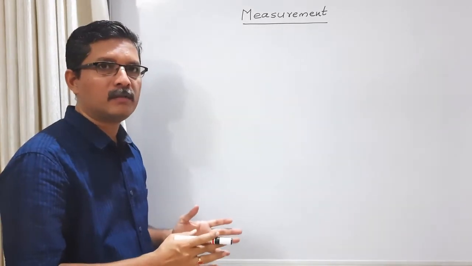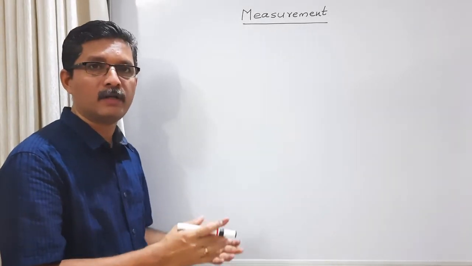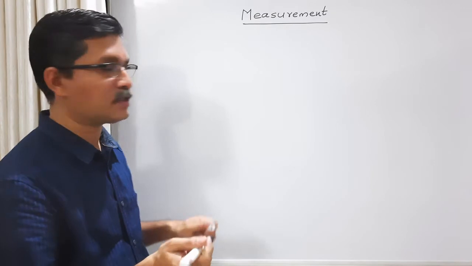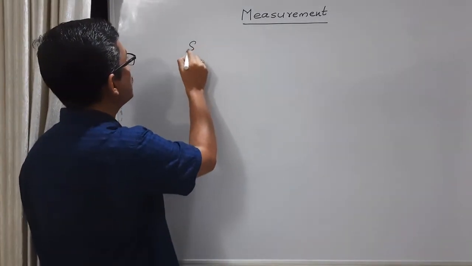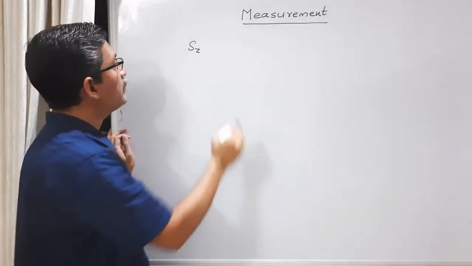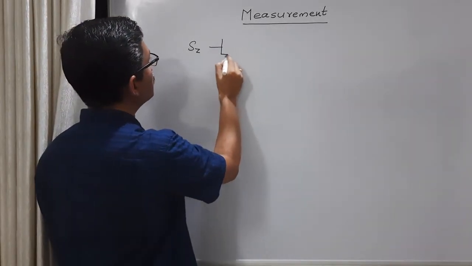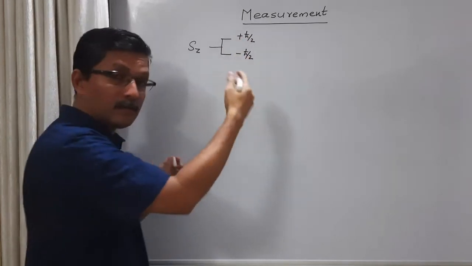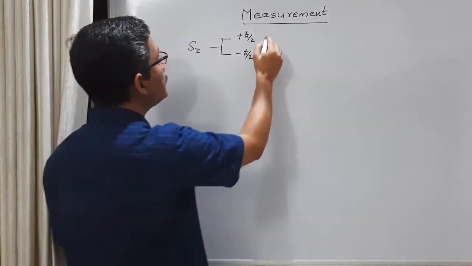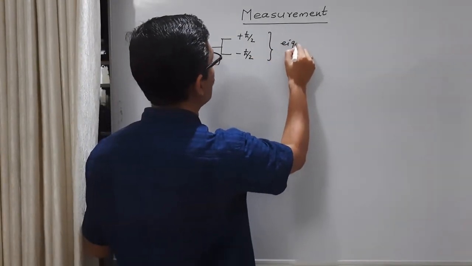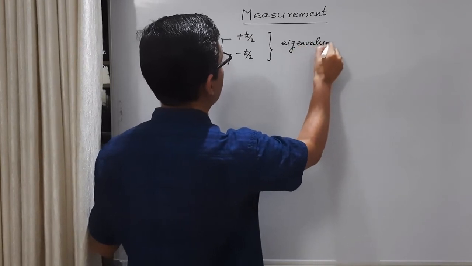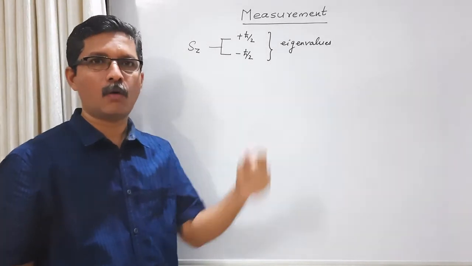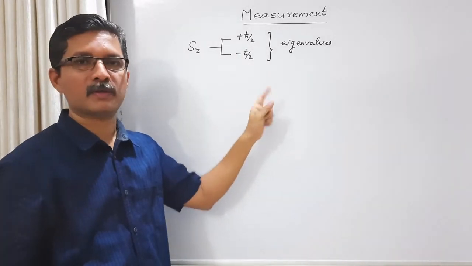In order to understand the difference between eigenvalues and expectation value, let's consider again Stern-Gerlach measurement. Let us say we are measuring the Z component of the spin, S z. Then the result of individual measurements is, we know, plus h cross by 2 and minus h cross by 2, and these are the eigenvalues of the operator S z. These are the result of individual measurements. If you make one measurement, you will get either upspin or downspin, either plus h cross by 2 or minus h cross by 2. These are the eigenvalues.